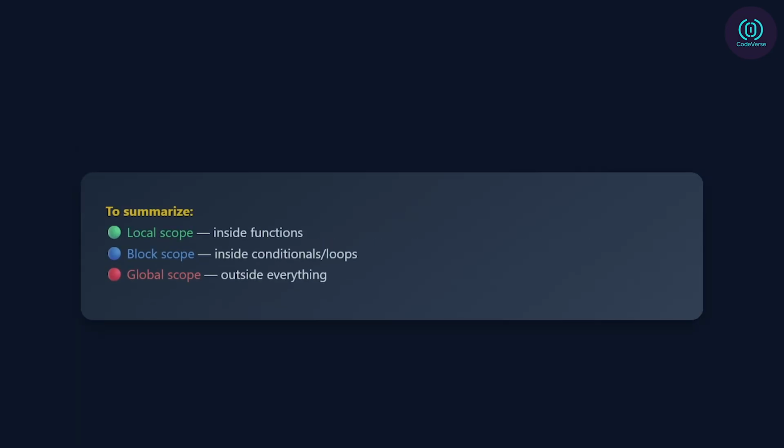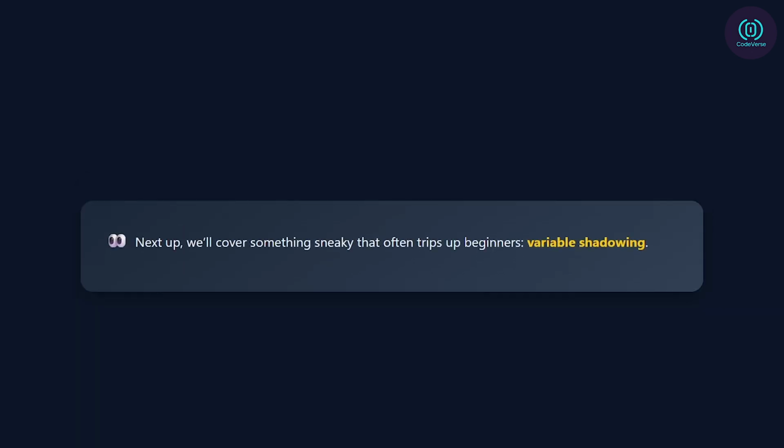To summarize: local scope, inside functions. Block scope, inside loops or conditionals. Global scope, outside everything. Knowing when and where your variables exist helps you write safer, cleaner code, and avoid bugs like using uninitialized or destroyed variables. Next up, we'll talk about something sneaky that often trips up beginners: variable shadowing.